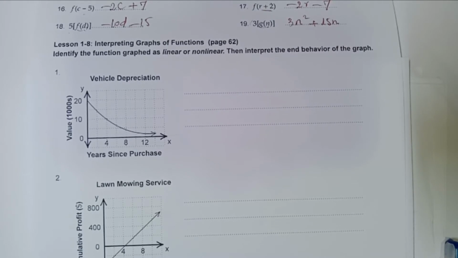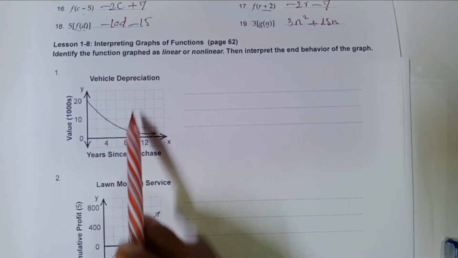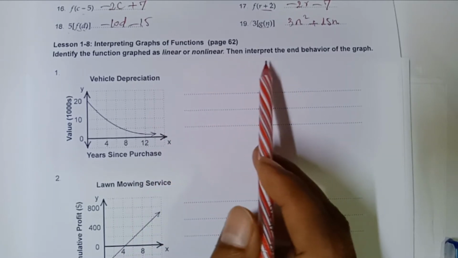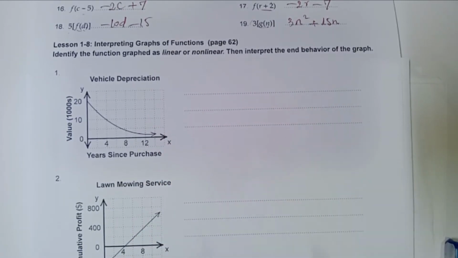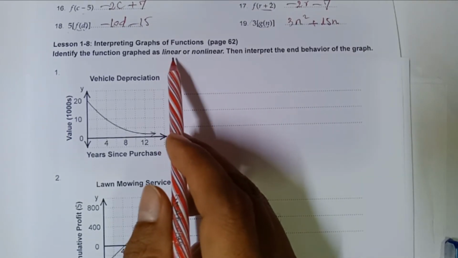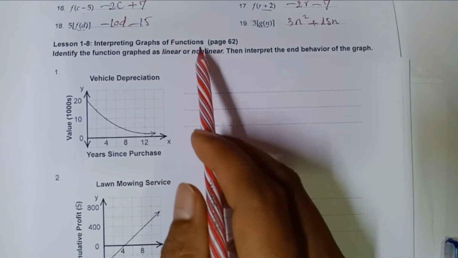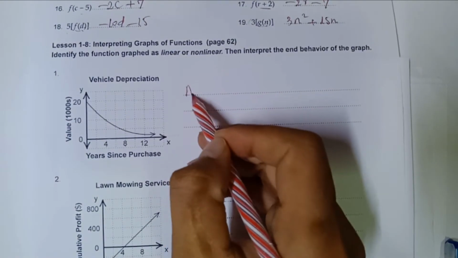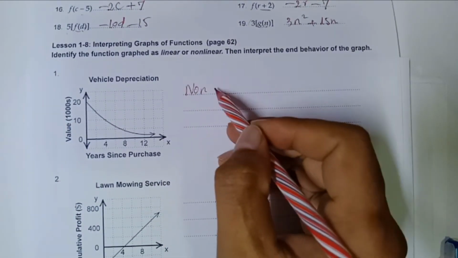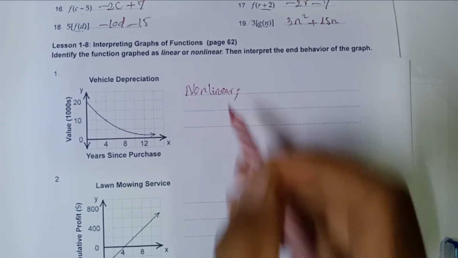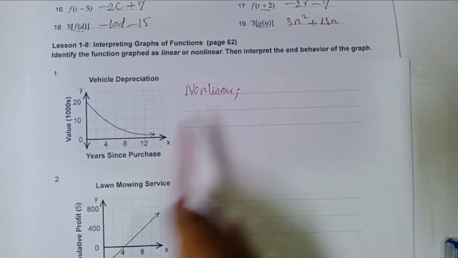Lesson 1-8, interpret graphs of function. Identify the function graph below as linear or non-linear, then interpret the end behavior of the graph. Okay, now linear and non-linear first. Linear is a straight line, non-linear is a curve. So this one right here is a curve, so this is non-linear. So that's our first answer to our first instruction, non-linear. Now after that, interpret the end behavior of the graph.